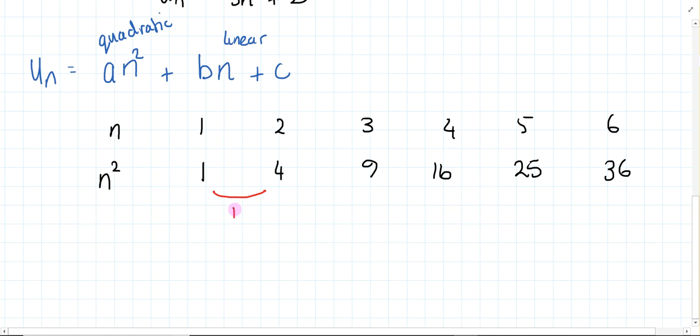So it goes up plus, plus, so it's not got the common difference. Okay? That's how I know it's not arithmetic, it's not linear, because it's not got a common difference.